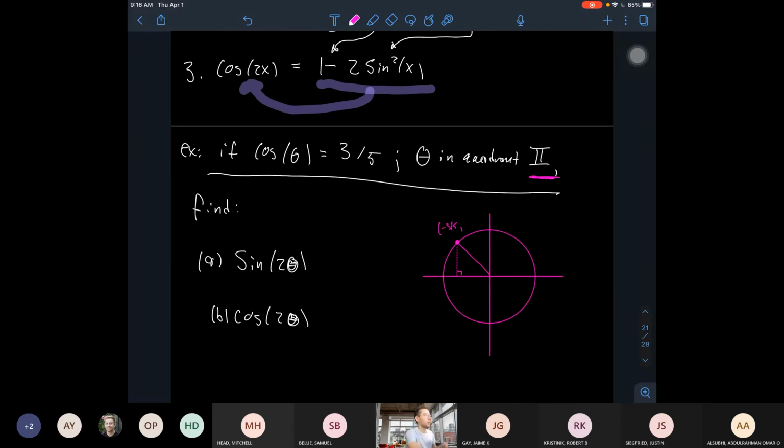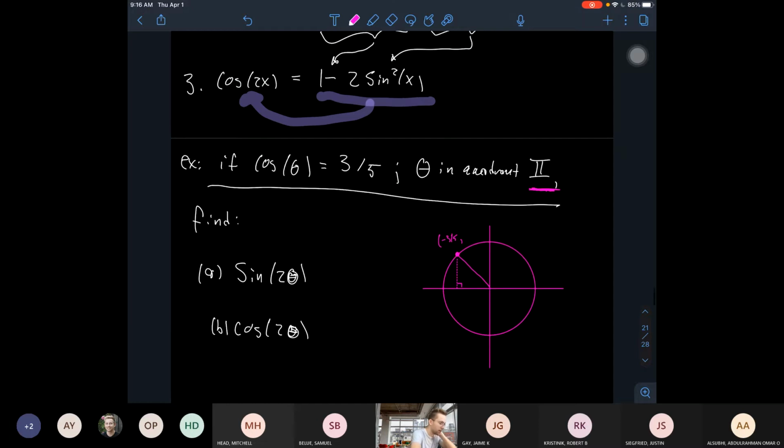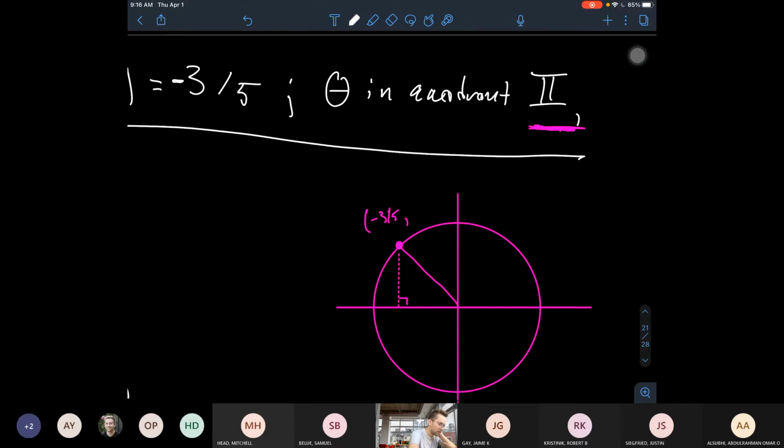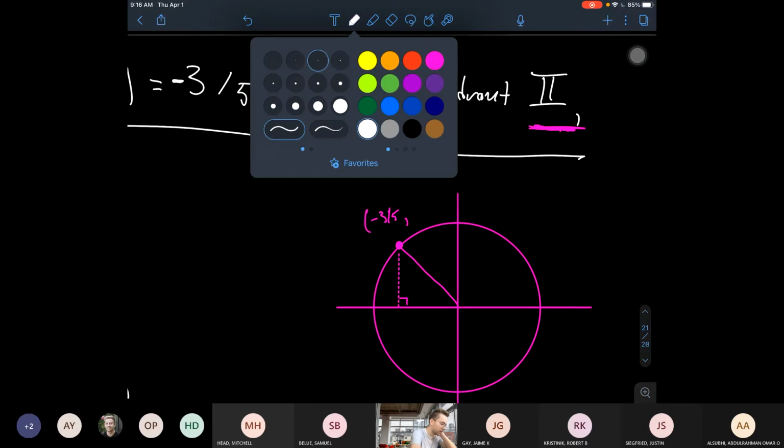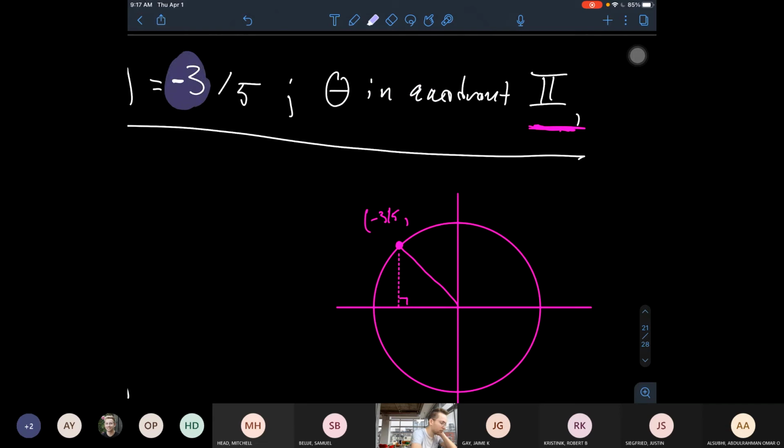Hang on a second, I gotta check the book here. I must have written this down wrong. Yeah, cosine of theta is equal to -3/5. Okay, sorry about that. So please make that correction in your notes. This should be a -3/5 in the problem. So this is the point -3/5, comma, y.